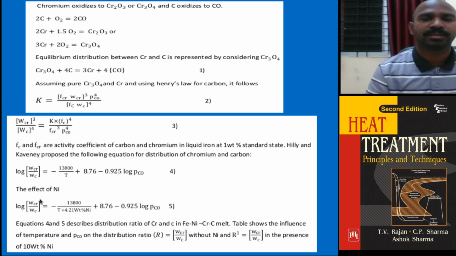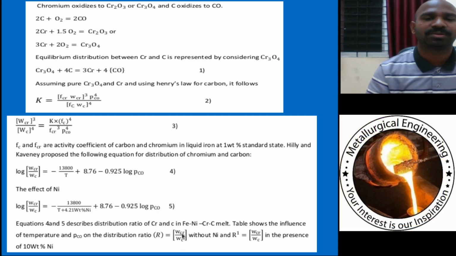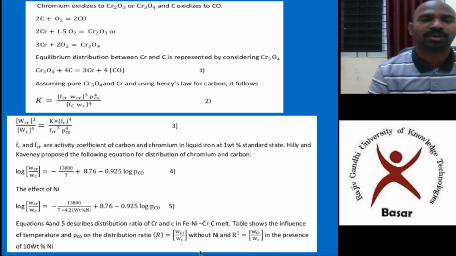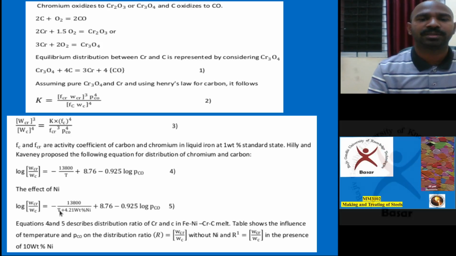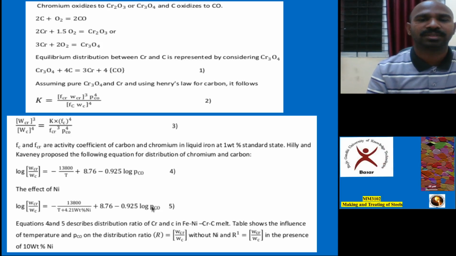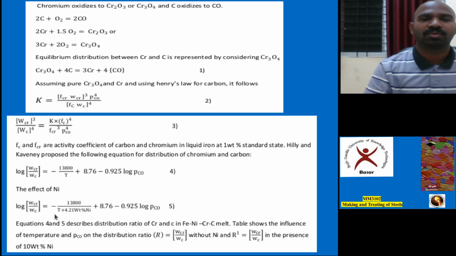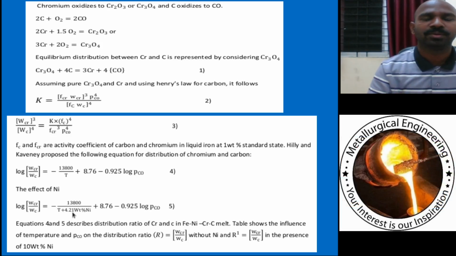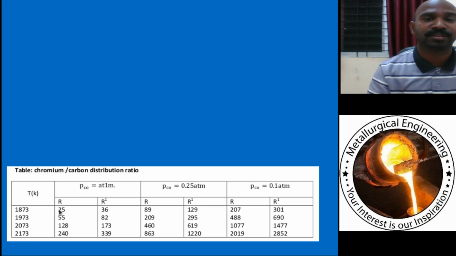Assume that the ratio R, notation weight percentage of chromium by weight percentage of carbon, is without nickel addition, and with 10% nickel addition it is R dash. With respect to temperature, if I know the temperature and the partial pressure of CO, I can tell what the ratio of chromium and carbon is, right? These values are given in the next slide. So how do you proceed?